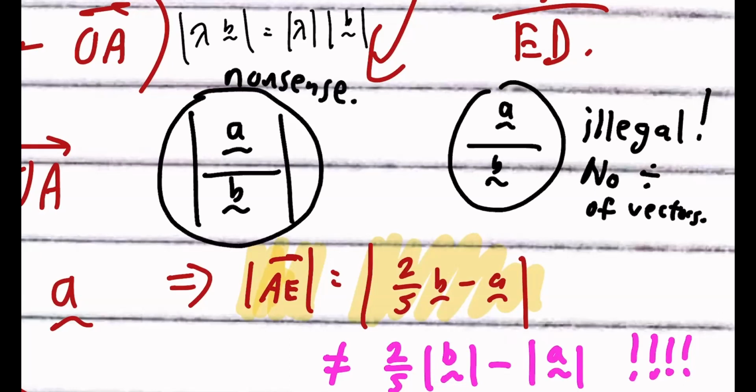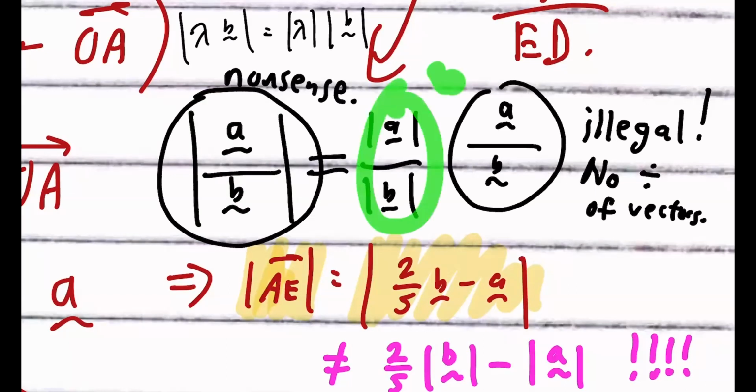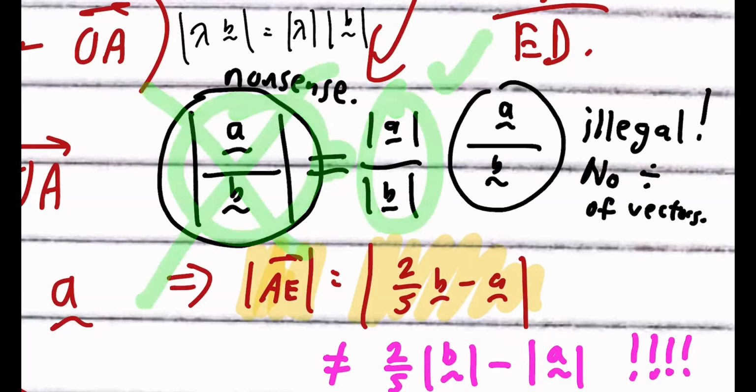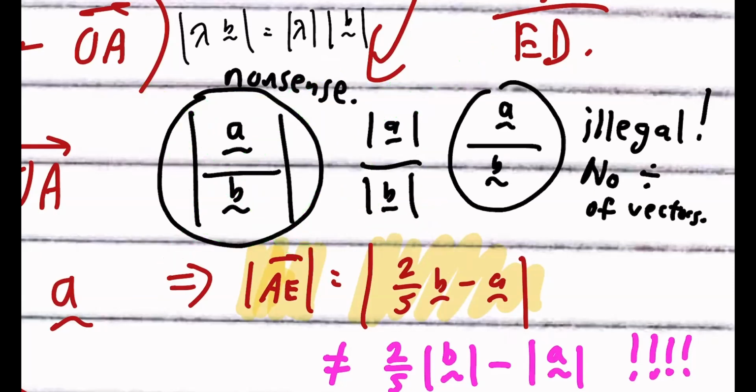Okay, there's no such thing as division of vectors. So the modulus of a division is nonsense. If you write this and then set it equal to modulus of A over modulus of B, this one is possible, but this one is nonsense. And therefore they are not equal, because the left hand side is irrelevant. This is just out. This is also out. Are we clear on that?